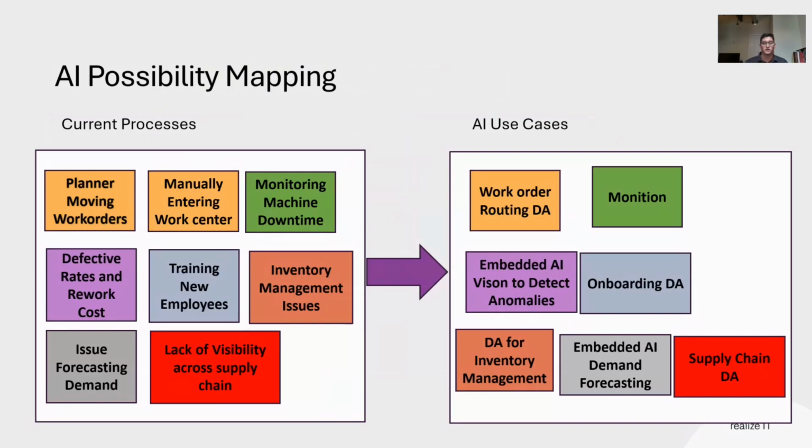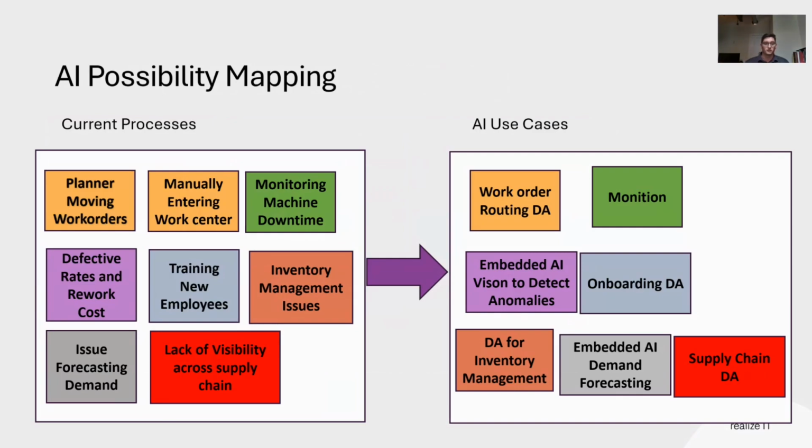So what I'm going to show you here, and again, very color coordinated, are the current processes on the left. The ones that you see on the top left in that more orangish color are the planner moving work orders and the manual entering of a work center. Those two are involved in that journey map process that I showed you before, but they can be solved with a work order routing digital assistant, right? Another one we can look at, kind of in the middle there, the training of new employees at your business, can be an onboarding digital assistant as well.